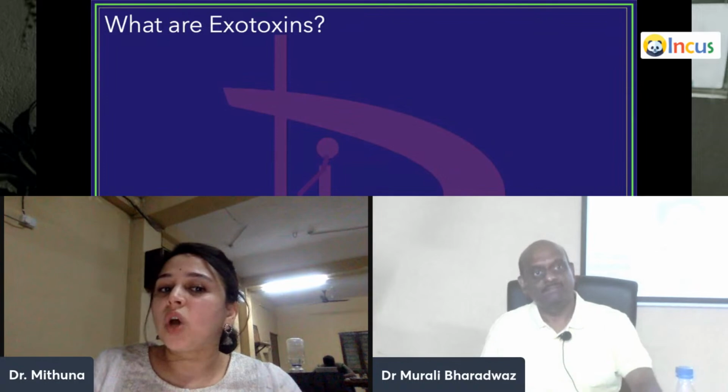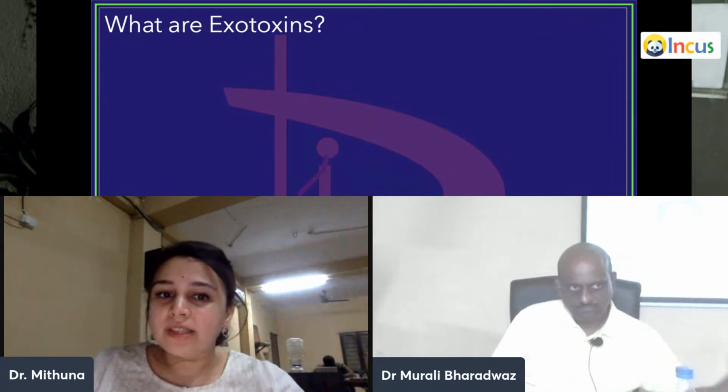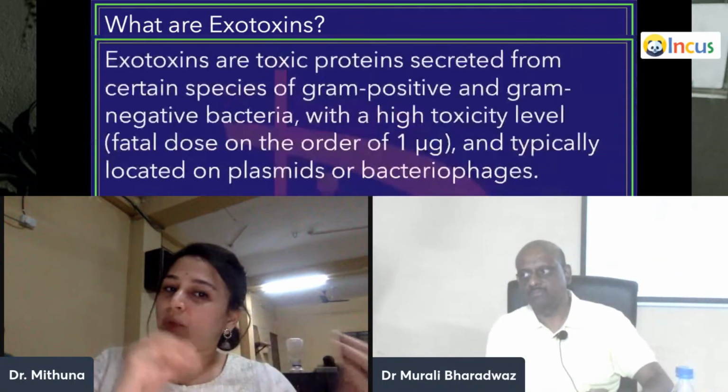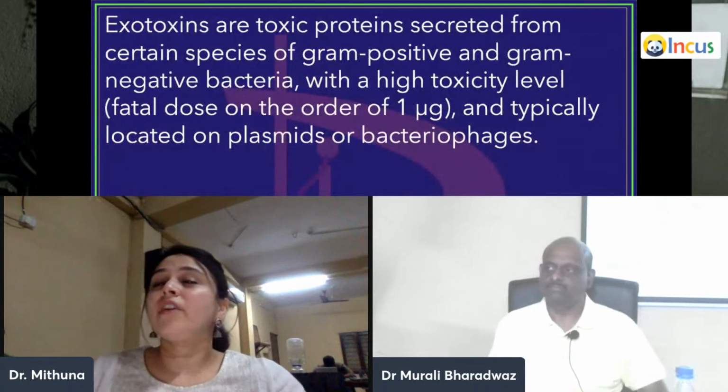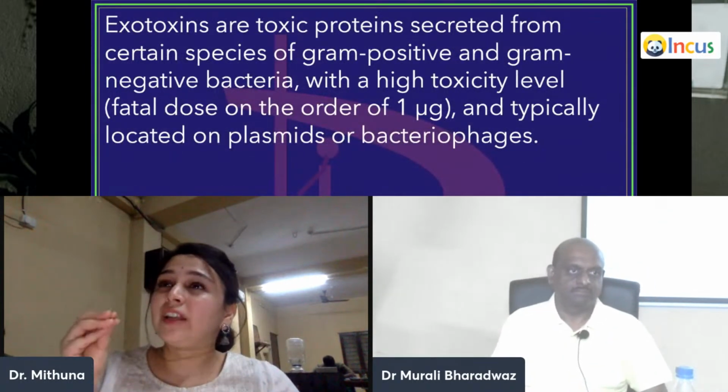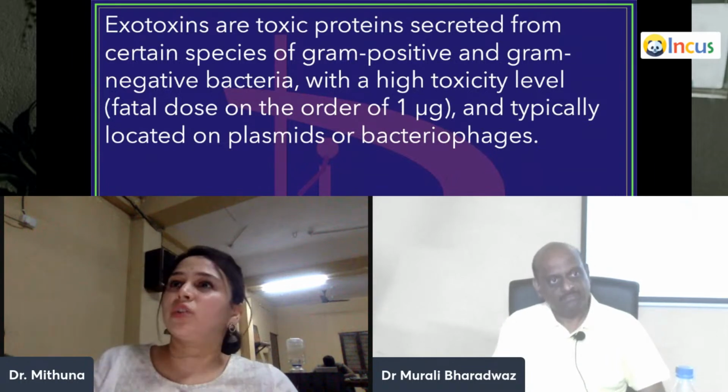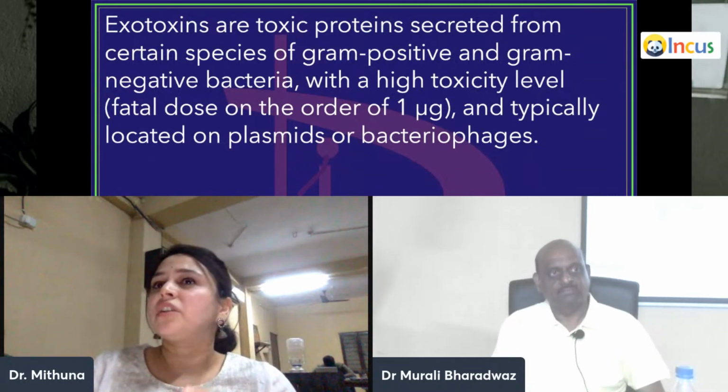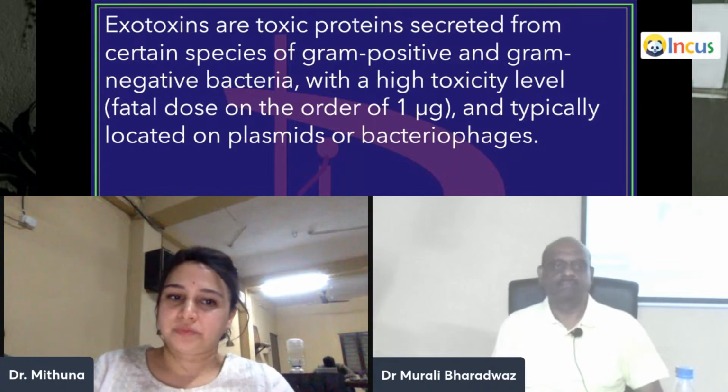Exotoxins are proteins secreted from certain species of gram-positive and gram-negative bacteria, which have a high toxicity level. The fatal dose is as little as 1 microgram, and the genes are typically located on the plasmids or the bacteriophages.